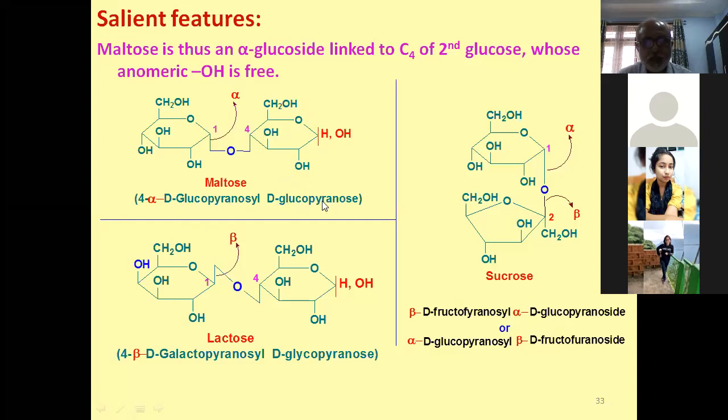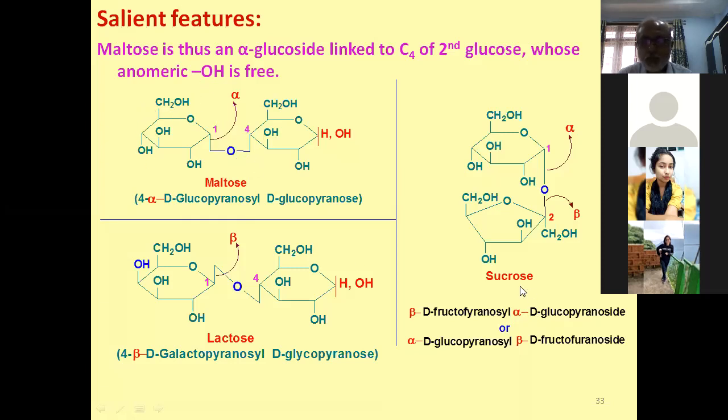To this D-glucopyranose, what is linked at carbon number 4? There is an alpha D-glucopyranosyl. Suppose it was methyl, we would have said 4-methyl D-glucopyranose or 4-O-methyl D-glucopyranose. But here, what is linked to C4? It is the 4-alpha D-glucopyranosyl group. That is how we name it.